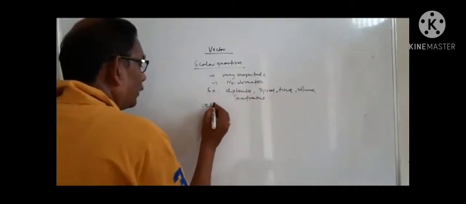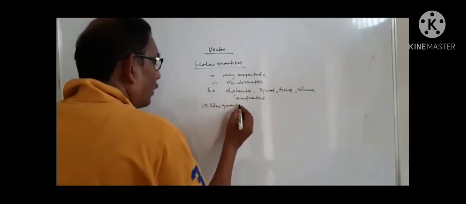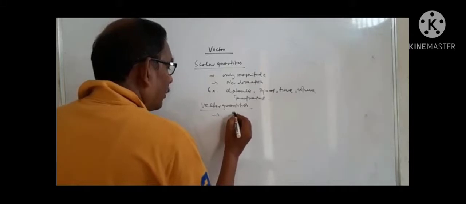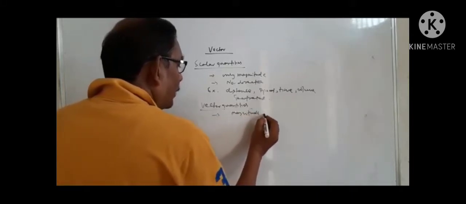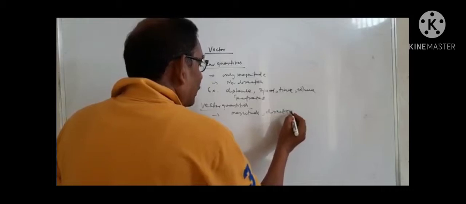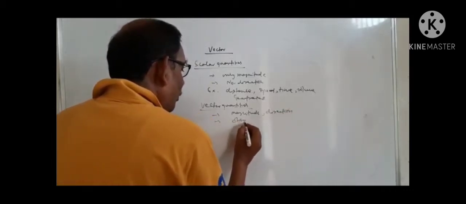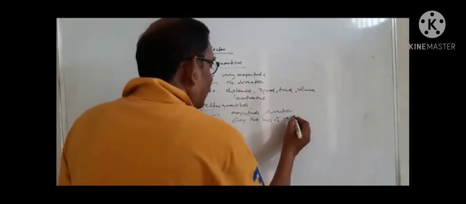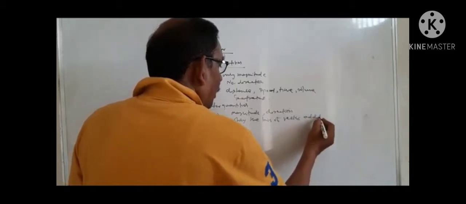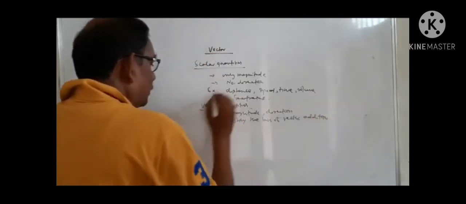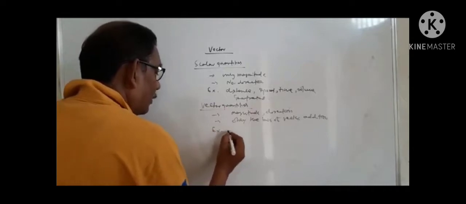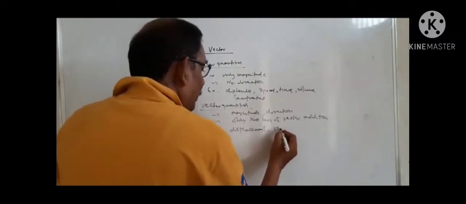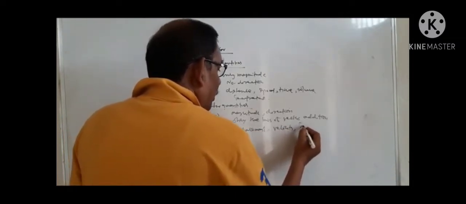Now come to vector quantity. Quantities having magnitude and direction, and obeying the law of vector addition. This is your vector quantity. Examples: displacement, velocity, torque.